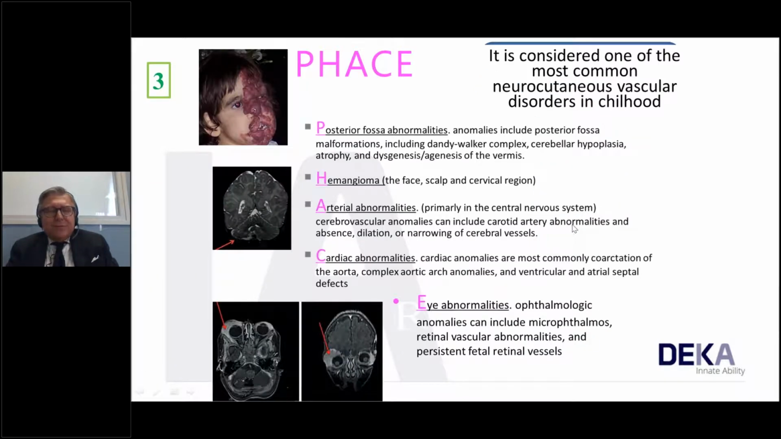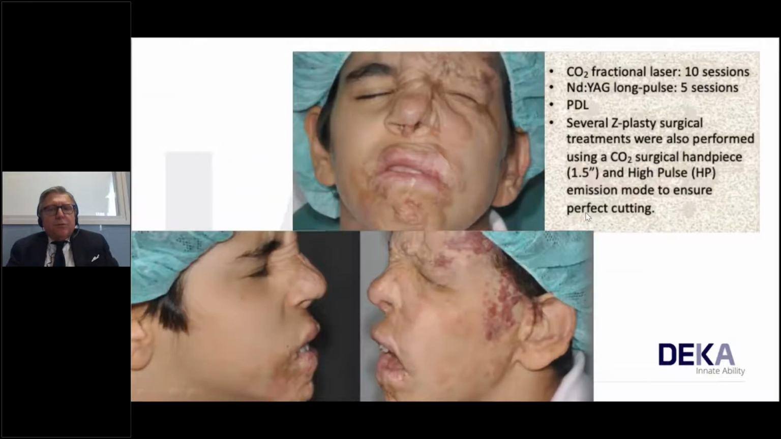Sturge-Weber syndrome is very meaningful. The name is Sylvia, and Sturge-Weber syndrome is considered one of the most common neurocutaneous vascular disorders in childhood. We used a lot of lasers in the treatment of this girl, and several Z-plasty surgical treatments were also performed using CO2 surgical handpiece in high pulse mode with 1.5 inches.